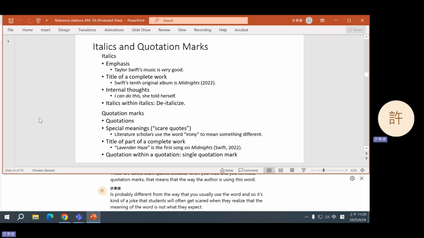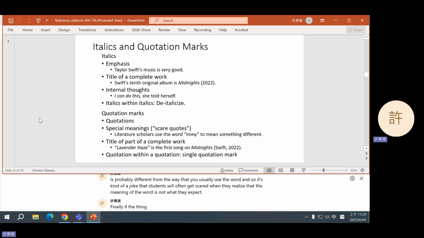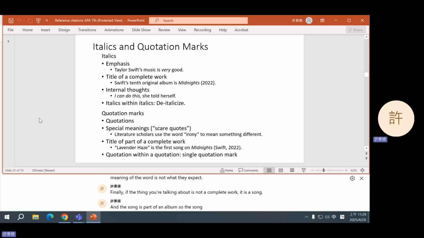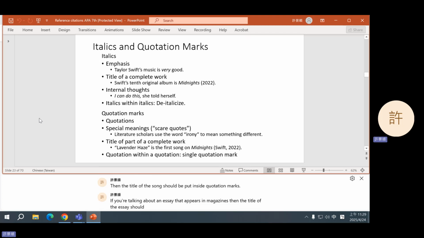Finally, if the thing you're talking about is not a complete work. If, for instance, in this example, it is a song and the song is part of an album, so the song itself is not the complete work. The album is the complete work. Then the title of the song should be put inside quotation marks. If you're talking about an essay that appears in a magazine, then the title of the essay should be in quotation marks, and the title of the magazine should be italicized.